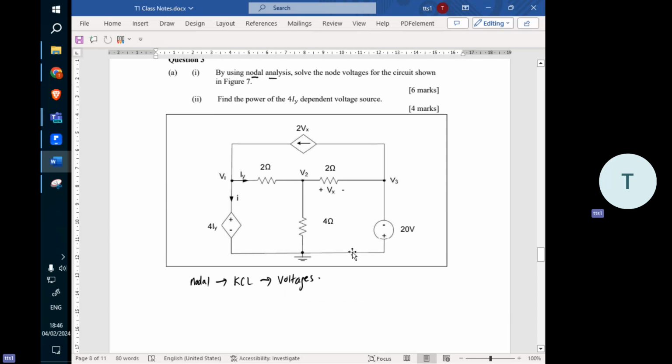Okay, so we need to find the voltages V1, V2, and V3. The rest can also be treated as unknowns, but the main thing we try to find is the node voltages, referred to as V1, V2, and V3, using nodal analysis. This question is quite challenging. You need a full A4 page to solve it.